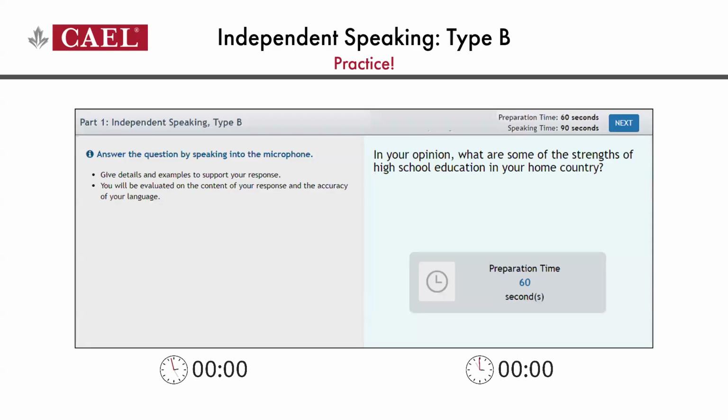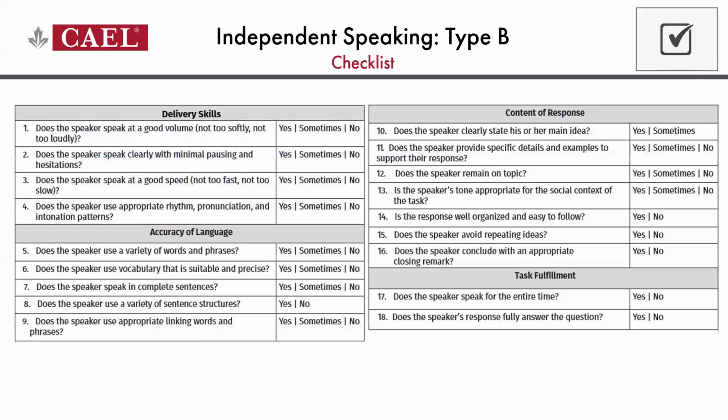Okay, so that is it. That is 90 seconds done. So I hope you've recorded your own response there so that you can use this checklist you'll get in your little study pack later on.